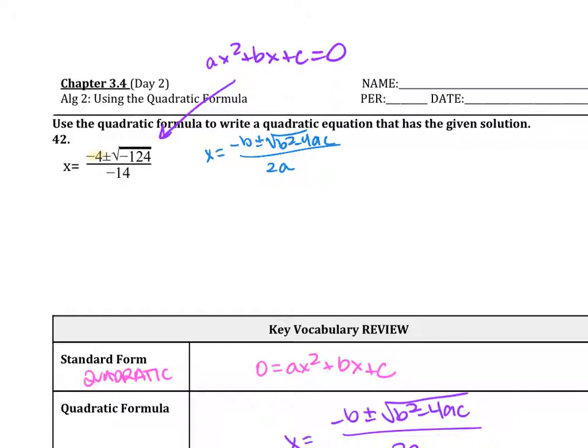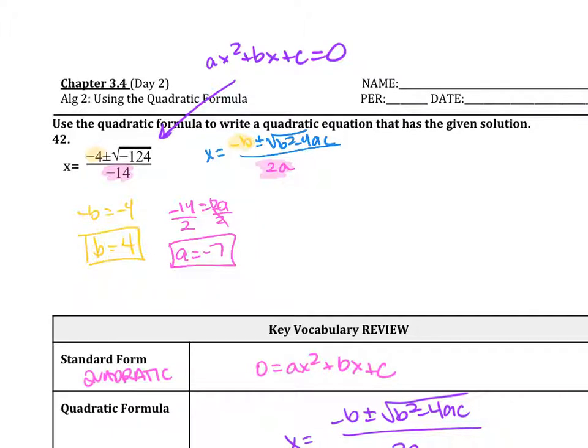The next thing is just to set pieces equal to each other. I know that negative b and negative 4 are related, so negative b equals negative 4, or b equals a positive 4. Then we can do that with the denominator. We have negative 14 and 2a. That's pretty fast to figure out. So negative 14 equals 2a divided by 2, so a equals negative 7.